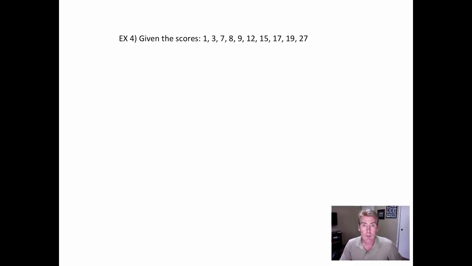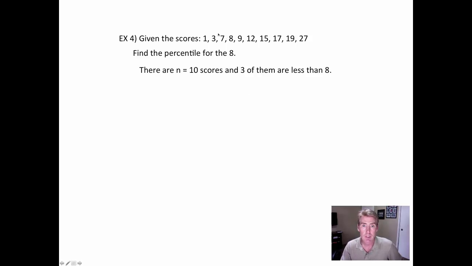So here are some scores to practice with. Find the percentile for the number 8. So we have that number 8, so you just count how many scores the 8 beat. Notice that these are already in order. So how many scores did the 8 beat? That's 3 scores. So that's 3 out of 10, which makes it 30%, or the 30th percentile.